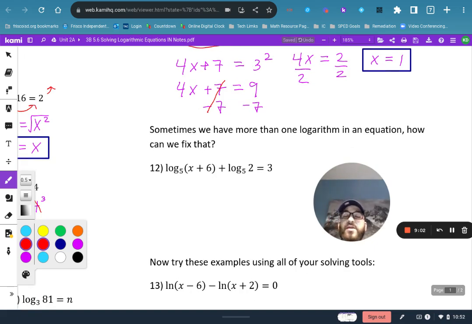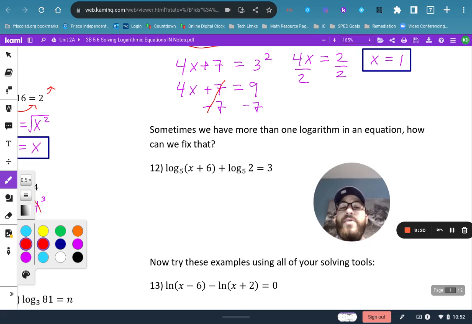So number 12, something a little bit different. We've got 2 logs in the problem, so I can't just do my switch. I need to get it to a single log to be able to do my hook method. But we talked about our property of logarithms last time, and how if we have multiple logs, we can combine or condense the logarithms into a single one.